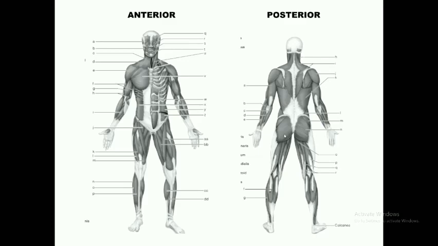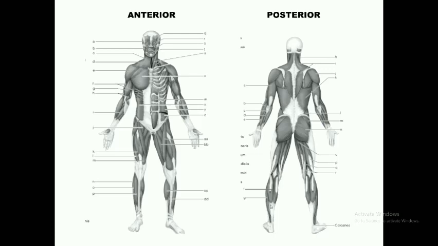Sternocleidomastoid. Number 16, answer is H. Number 17, adductor magnus. So this is the adductor magnus. Letter O. Lastly, soleus is located here. This is our soleus. G.